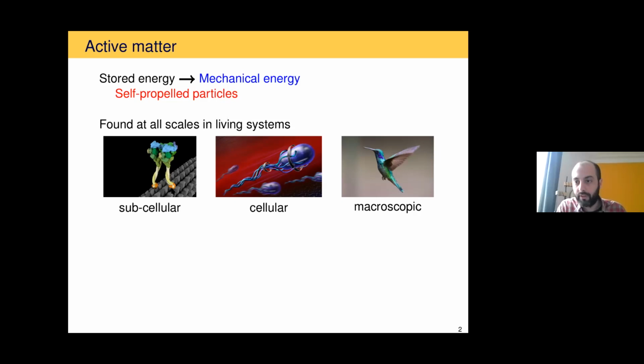Inside your cells, you have filaments that are called cytoskeleton, which is like the skeleton of your cells, what gives them rigidity. And you have molecular motors, which are these molecules that consume fuel molecules to work on these filaments and to exert forces. On a larger scale, the cells themselves or bacteria are able to move by consuming energy. And on a macroscopic scale, of course, most animals, including humans, are self-propelled particles.